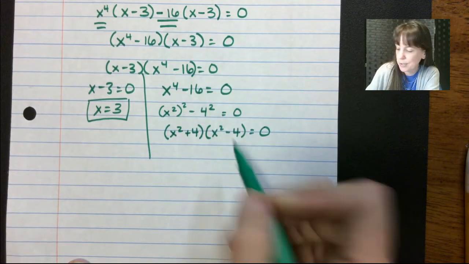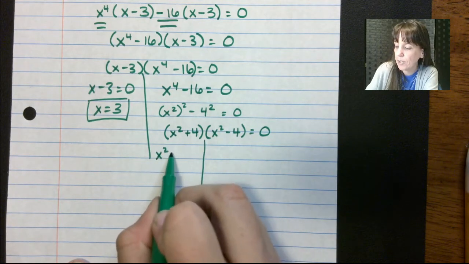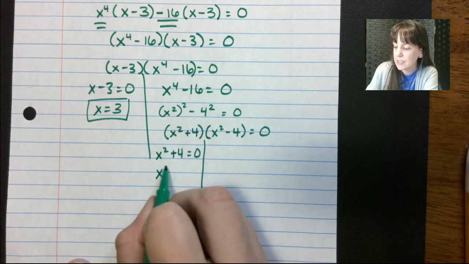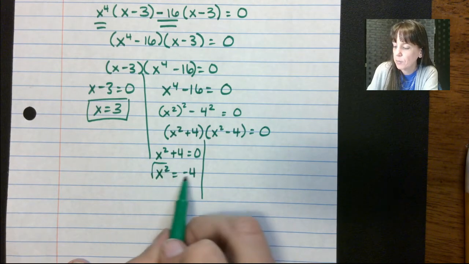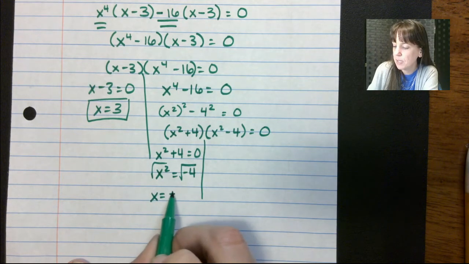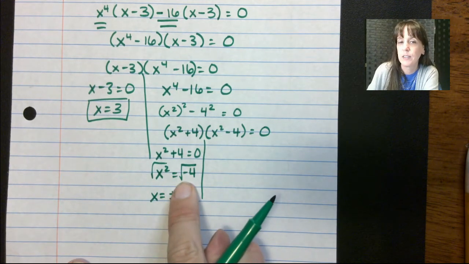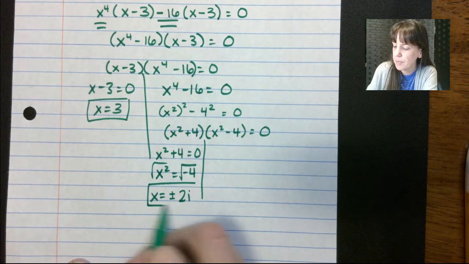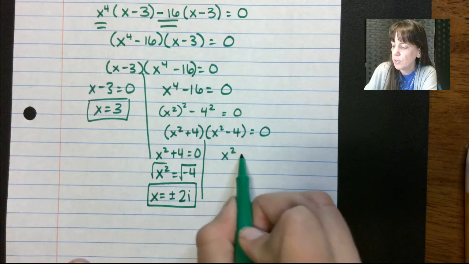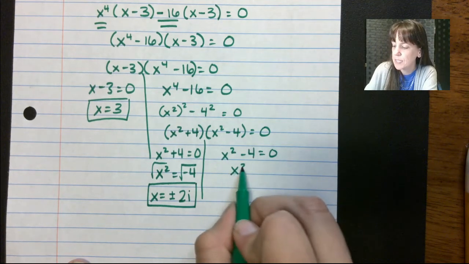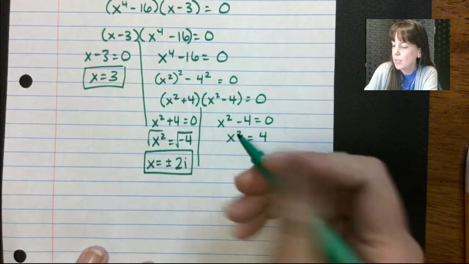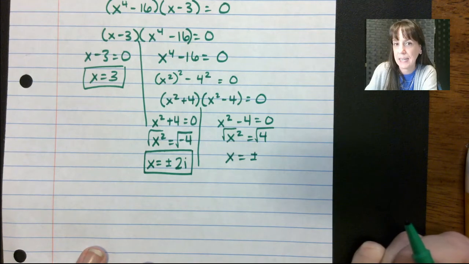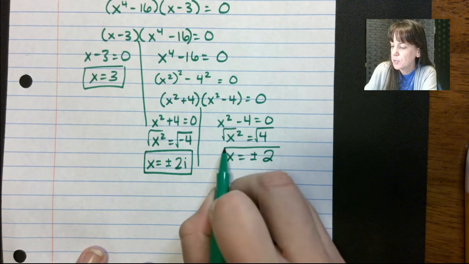So now let's use our zero product property again, and we have x squared plus 4 equals 0. Subtract 4 from both sides, and I get x squared equals negative 4. Square root, and I get x equals plus minus, because I'm taking it out of the radical. Now, the square root of 4 is 2, but there's a negative there, so it's 2i. So that's my imaginary number. Over here, I have x squared minus 4 equals 0, which means x squared equals 4 if I add 4 to both sides. Square root both sides, and I get x equals plus minus 2, because I'm taking it out of the radical. Square root of 4 is 2.